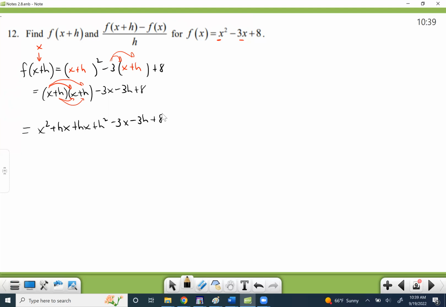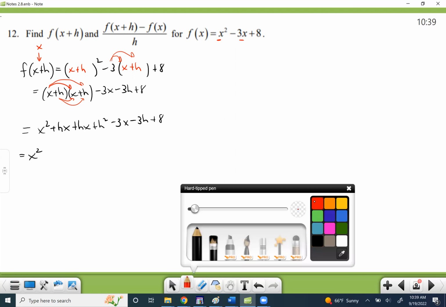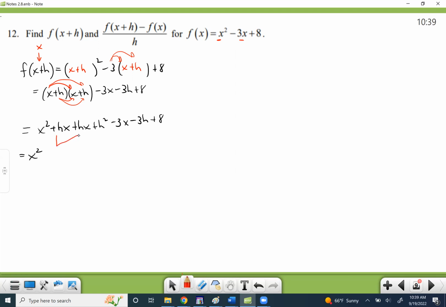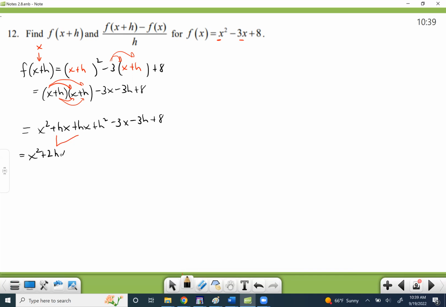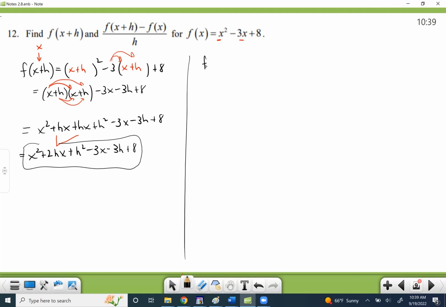Okay. The only thing that I see being able to combine is the hx plus another hx, which will get us 2hx's. I don't see anything else being able to combine. In other words, I don't see any other like terms. So that's your answer for what is f of x plus h. Now we're ready to go to our difference quotient. Let me write the formula down to ground myself.